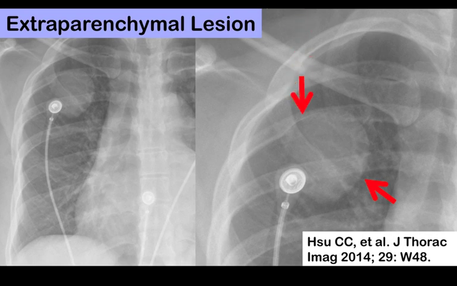Now there is an additional feature here. Notice the pressure erosion along the inferior surface of the rib. That suggests that the lesion is probably arising in the chest wall, and also that it has been growing very slowly over a number of years.